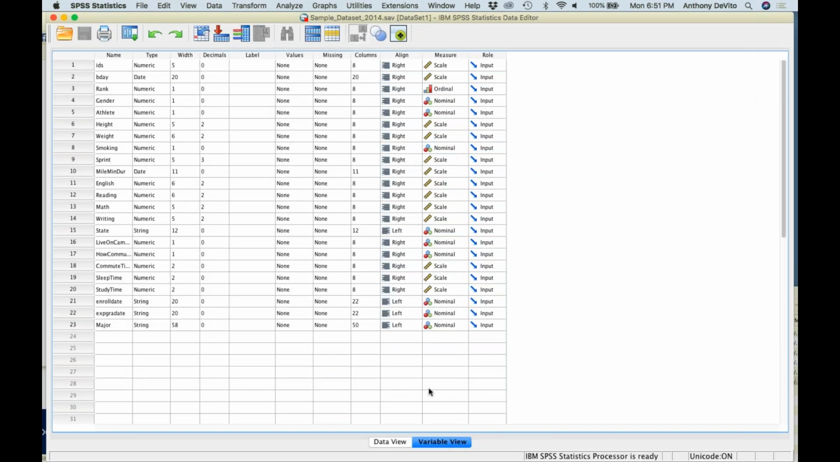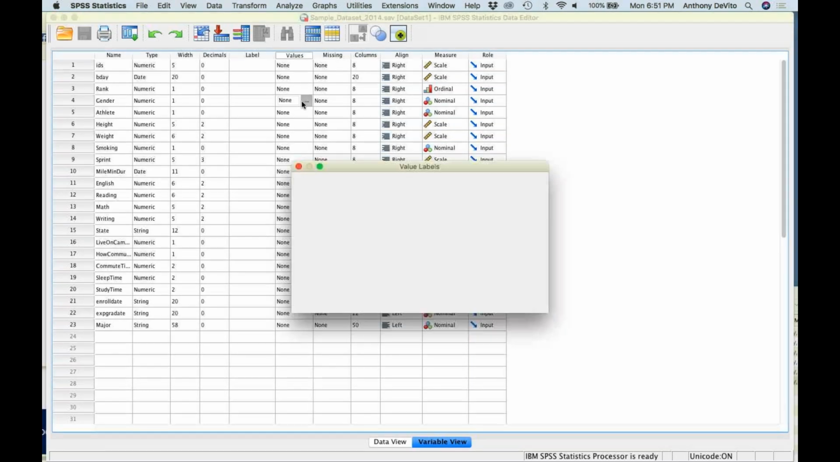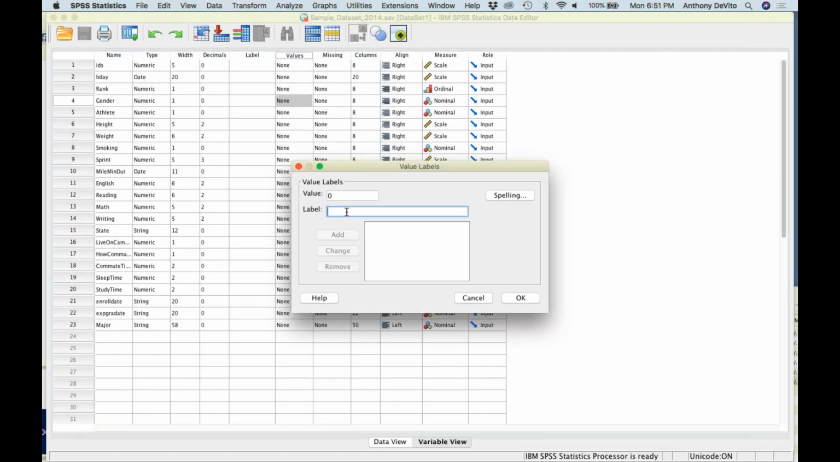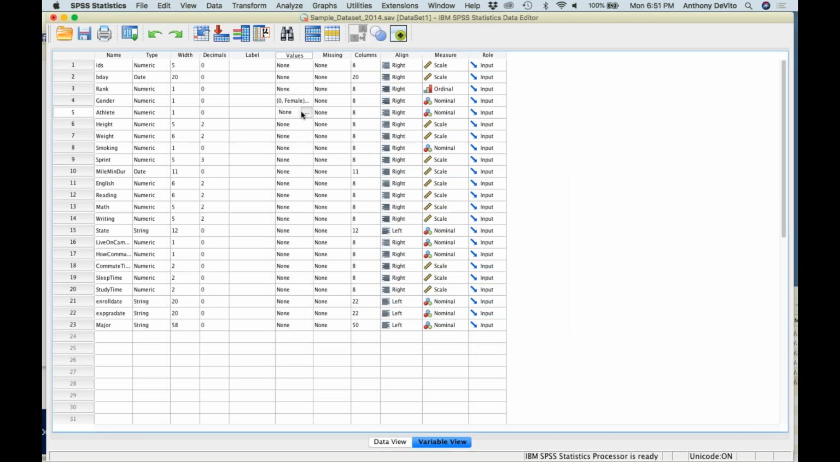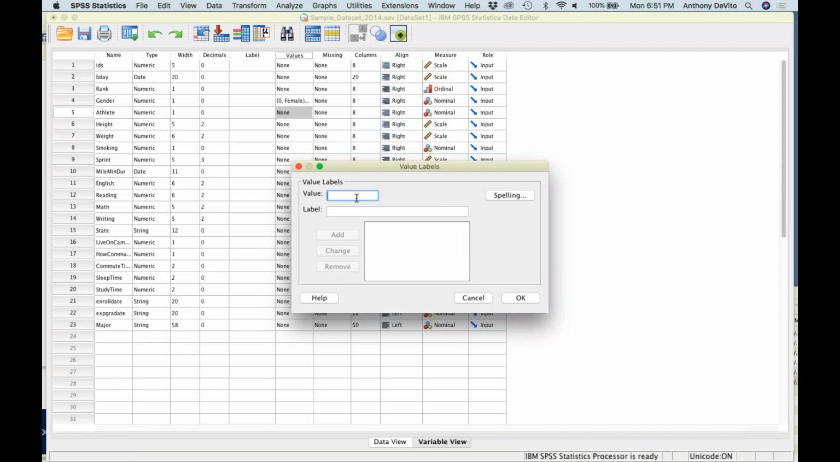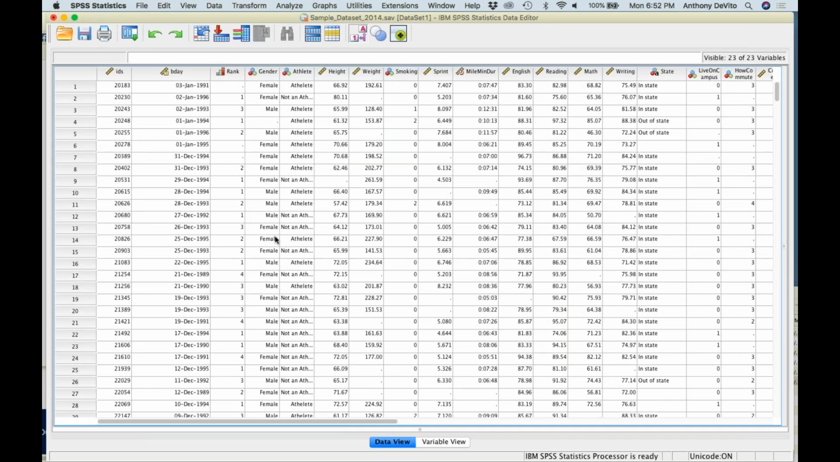I'm going to fill in the value labels for those variables. Not in here, but I'm going to make it up. So I'm going to say 0 is female, and I'm going to say 1 is male. And for athletes, I'm going to say value 0 is athlete. Did I spell that right? I don't care if I spell it right, it doesn't really matter. Or 1 not. Okay. So I'm going to go back to the data view, and you can see it kind of filled in there and so on.